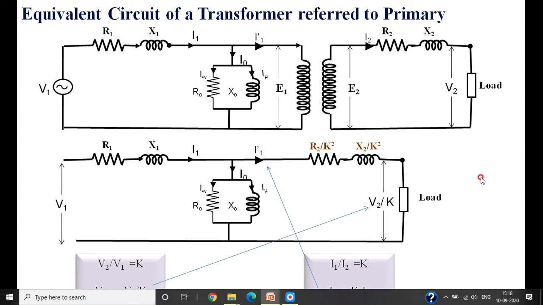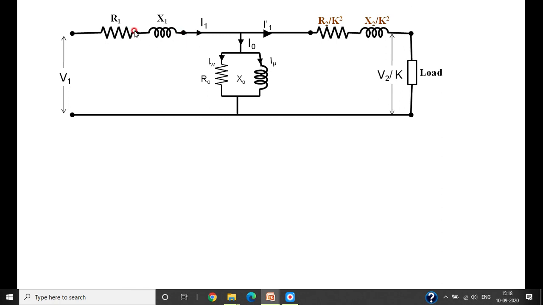Further, if we are simplifying that, what exactly are we doing? We are getting the equivalent circuit diagram with R1, X1, R2 by K square, X2 by K square, transferred to the primary side. Here this component I0 is very small. Then if you shift it to the initial portion of the transformer, it does not affect much, and our calculation becomes easier. Therefore, the assumption they are making, by shifting this, is that there is no impact on the circuit analysis.